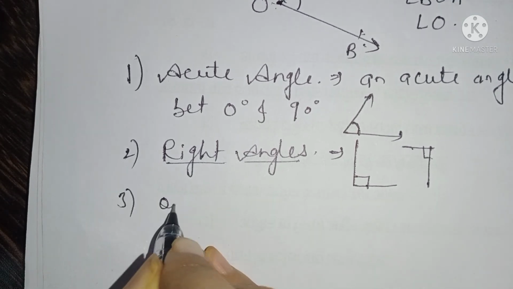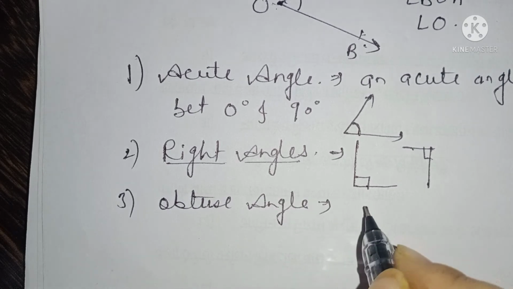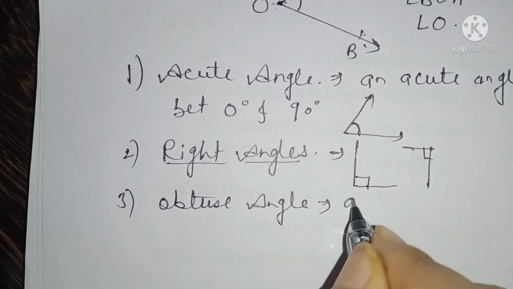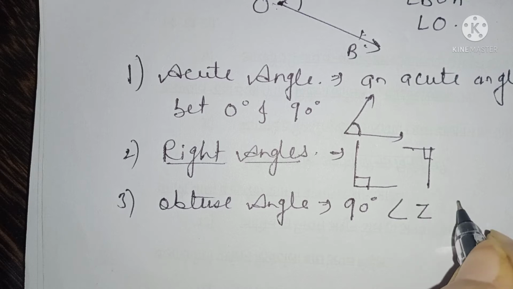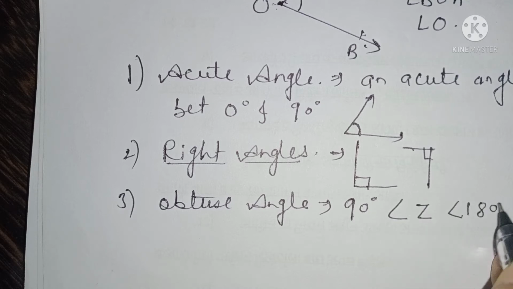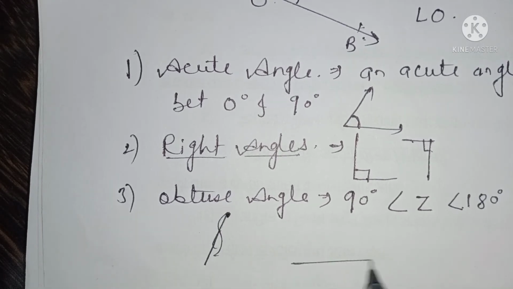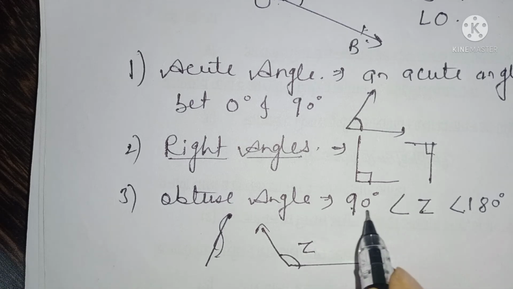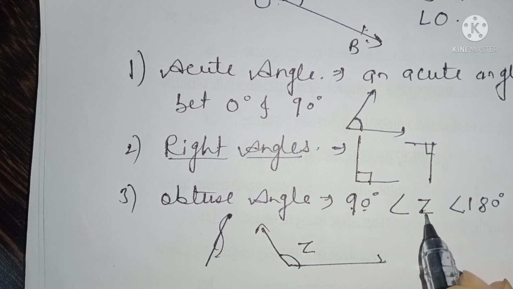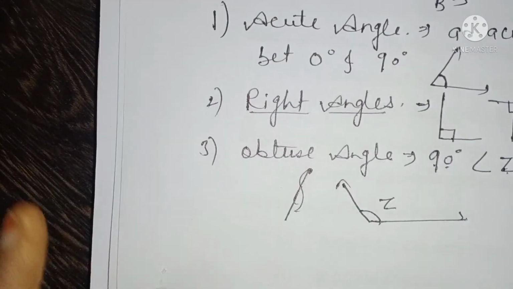Then the third is obtuse angle. Now what is an obtuse angle? An obtuse angle is an angle which is greater than 90 degrees. It will be greater than 90 degrees, but suppose the angle is Z, it will be less than 180 degrees. For example, suppose this is my angle Z. So my Z will be greater than 90 degrees, but it will be less than 180 degrees. Between 90 and 180 is an obtuse angle.